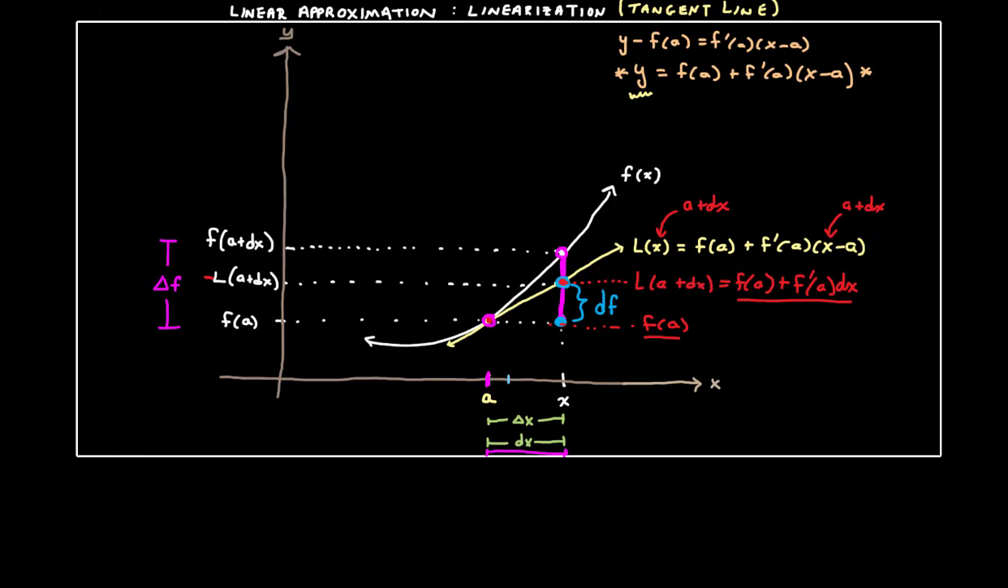When this is all said and done, there are 2 main things we're looking at. We're saying that f of a plus dx is approximately L of a plus dx. That's the first item we're talking about. The second item we're talking about is delta f, the actual output error, can be approximated with df.